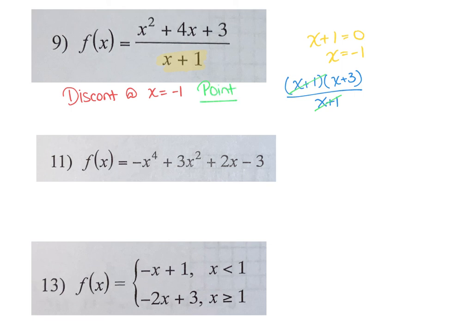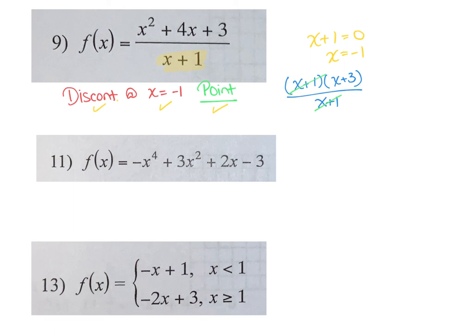So I have answered that it is discontinuous at -1 and it is point discontinuity. Removable is always going to be point. If you can cancel it out, it is point discontinuity. It's going to have a hole there at that point. All right, look at the next one.